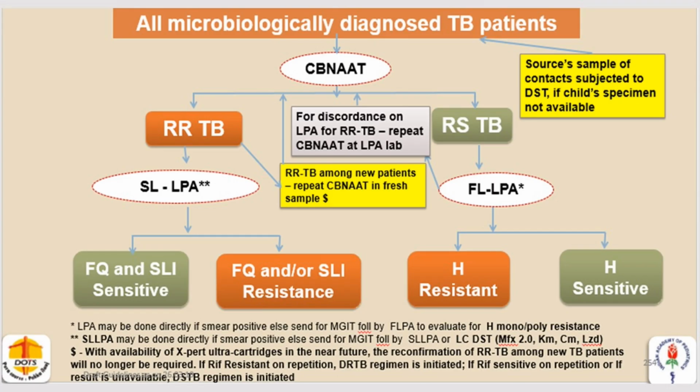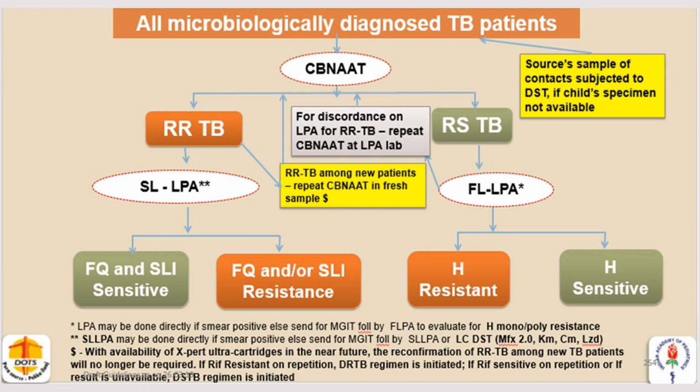So we come to this particular chart which is there in your RNTCP program. You have all patients whom you picked up Genexpert positive. You picked up rifampicin resistance. The next thing that you're supposed to do is a line probe assay for the second line. If it is fluoroquinolone and second line sensitive, then you can treat this patient as just a plain simple MDR with a shorter MDR regimen. If it is fluoroquinolone or second line injectable resistant, then you may have to devise a regimen for a pre-XDR or an XDR TB.